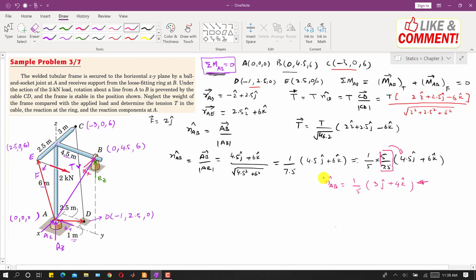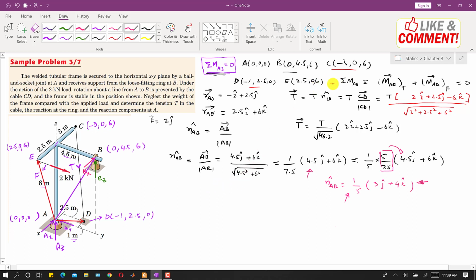You people will find this unit vector in the book's solved example, right? So this is that NAB vector. It doesn't matter, we can solve this problem using this as well, right? But they have written it like this, so I have told you how they wrote that NAB unit vector.